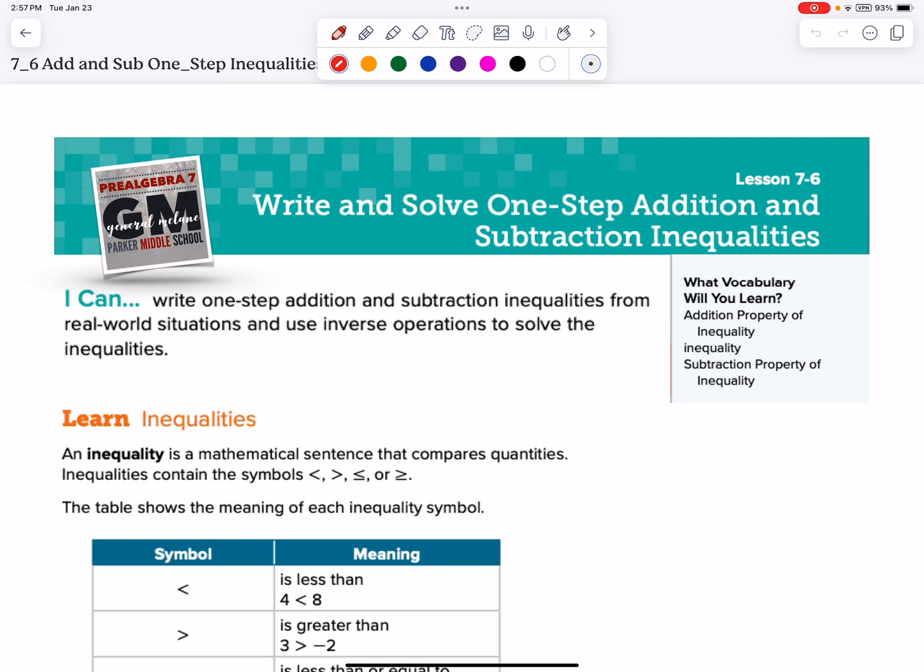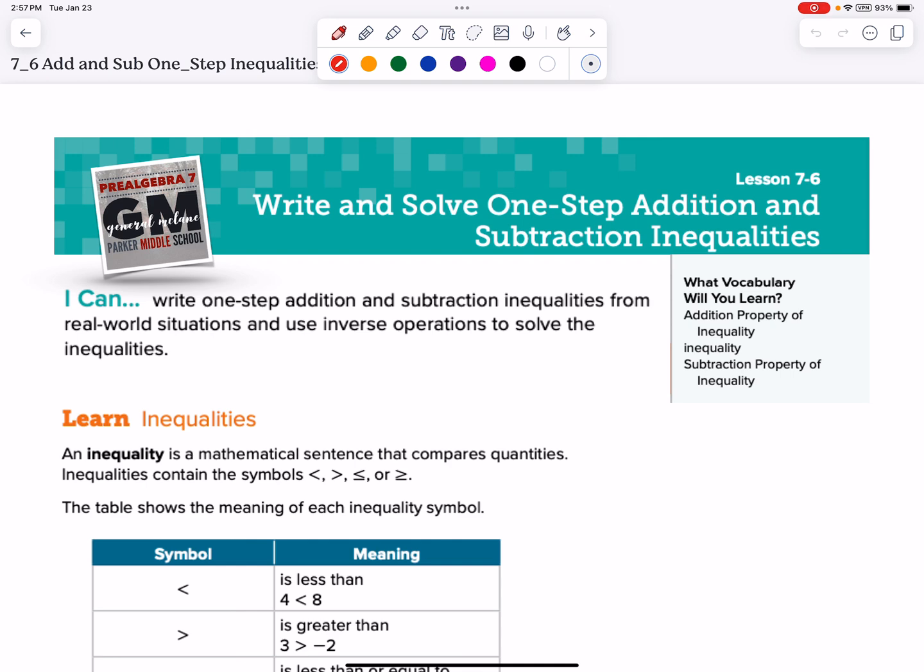Hutch here, and this is Module 7, Lesson 6, which is all about writing and solving one-step addition and subtraction inequalities. So this is your first time really doing work with inequalities. Let's go ahead and dive right in.